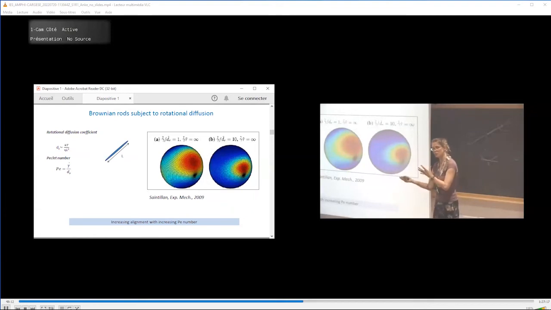However, when I turn on the flow, the Jeffrey orbit term will want to overtake and orient the fiber with the flow. And that's what you can see from a numerical simulation here. The sphere represents the orientation of the fiber in space. And where the color is higher is where the orientation is more likely. And we go from a small shear rate to a larger shear rate. And you can see that on average, things get more and more aligned.